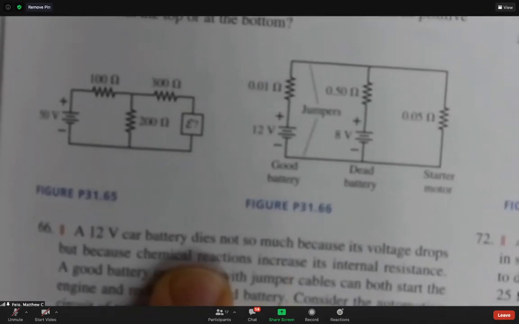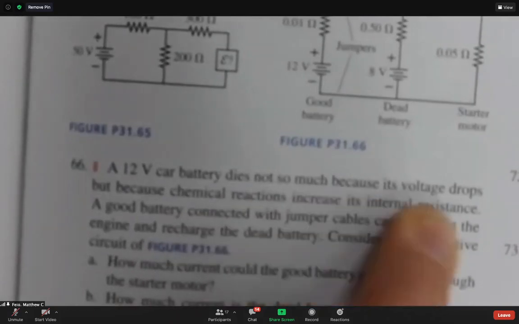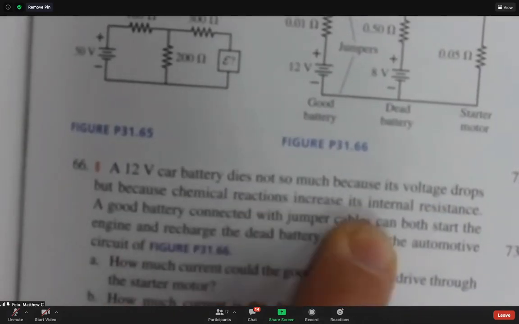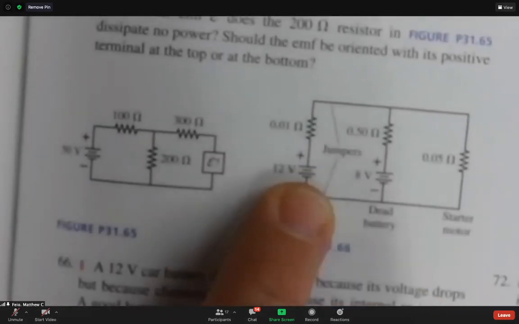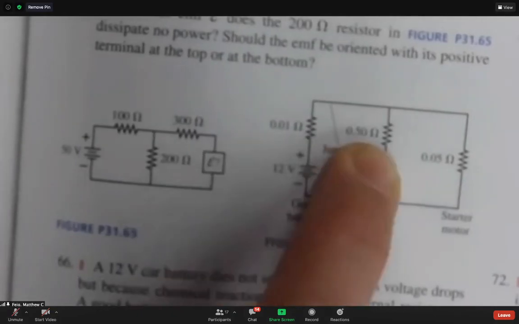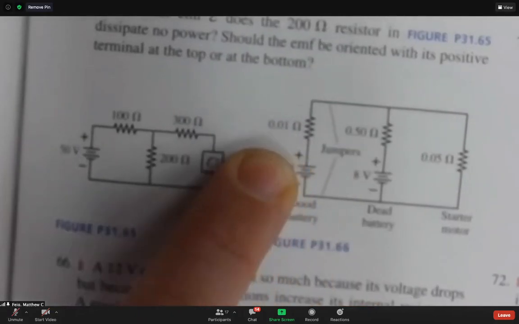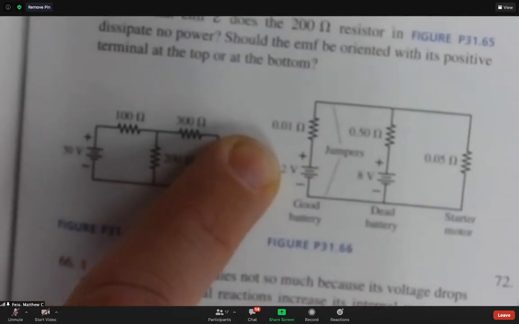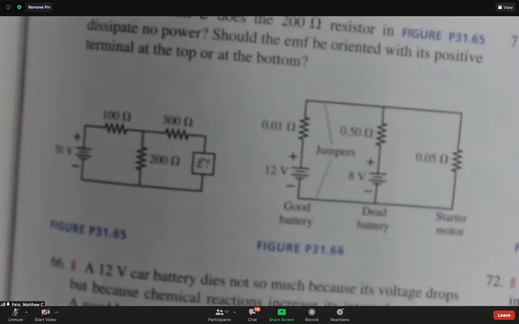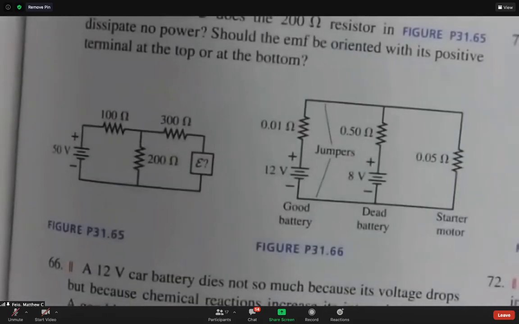A car battery dies not so much because its voltage drops, that happens, but because chemical reactions increase its internal resistance. So here we have a drop in voltage down to like 2/3 of what it's supposed to be. But what happened to the internal resistance? If this is a new good battery represented by 0.01 ohms, this cruddy one is 50 times the internal resistance, and that's probably going to have more of an effect on it seeming dead, it seeming very weak.